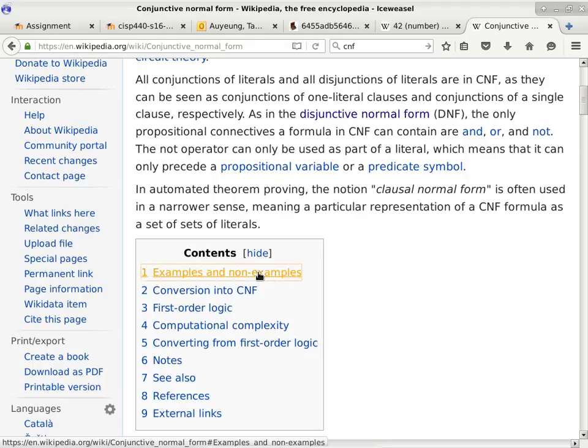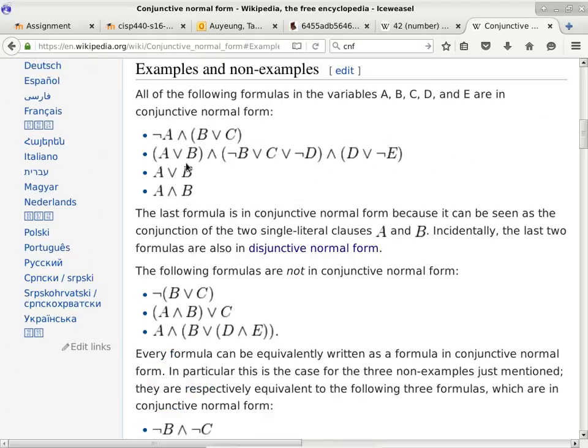Examples and non-examples. Okay, let's go through some of these examples. Okay, this is in CNF. All of these are in CNF. Are there any questions about any one of these? Do they conflict with what I just said? Do they add to what I just said? Just since we're up here, can we draw a tree for the second one? The second one? Sure. Okay.